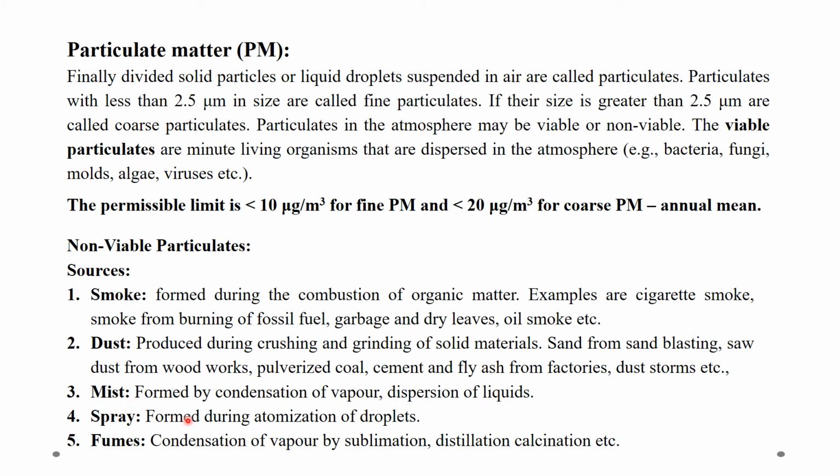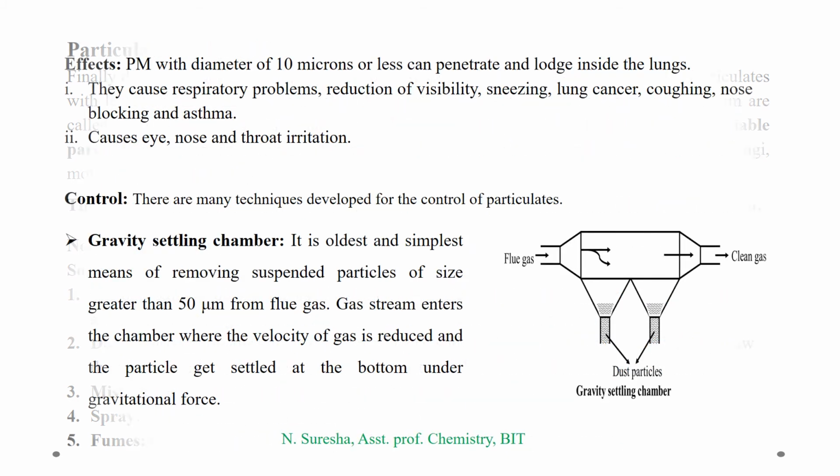Mist is formed by the condensation of vapor and dispersion of liquids. Spray is formed during atomization of droplets. Fumes are formed by condensation of vapor by sublimation, distillation, calcination, etc. Whatever fumes are produced emit particulate matter into the atmosphere.